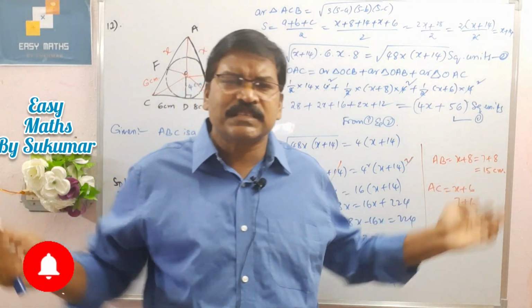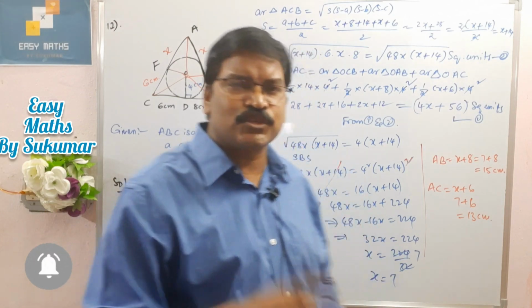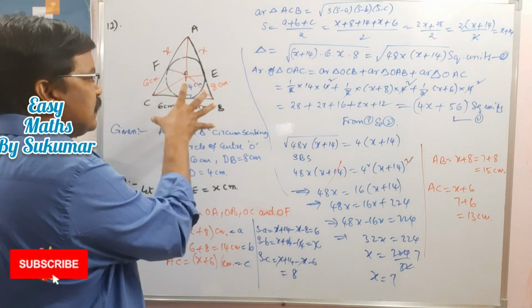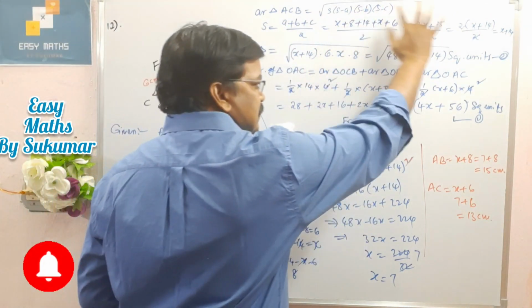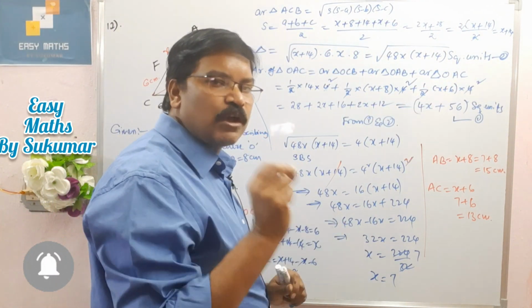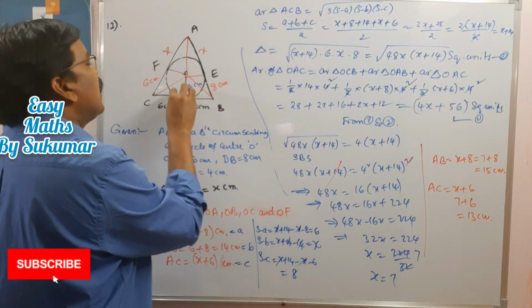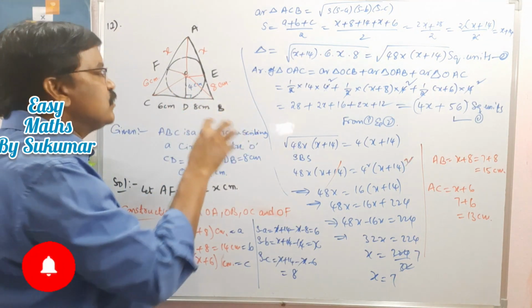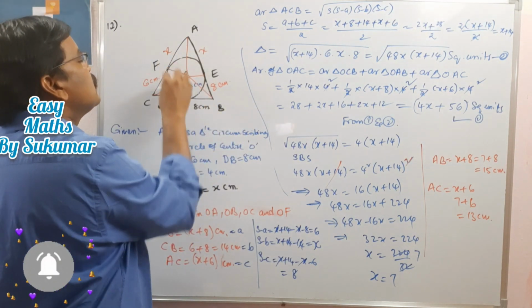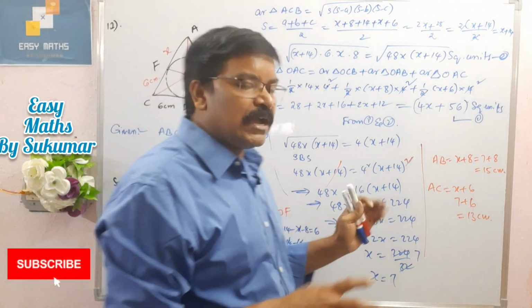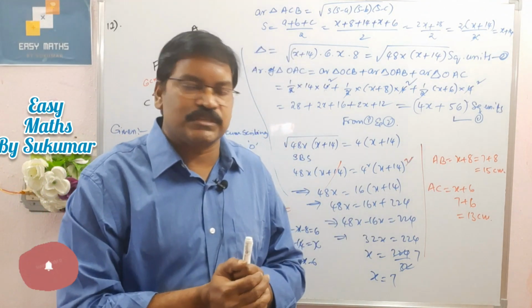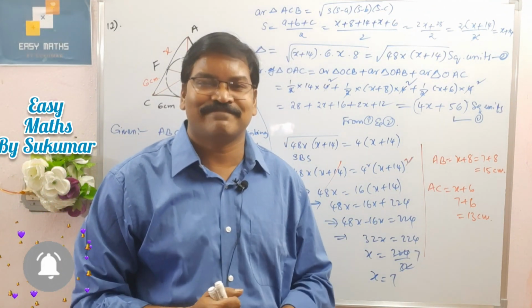I hope you understand this lengthy sum, my dear students. Actually, here first we have to find the area of triangle ACB according to Heron's formula, and by using half base into height, the sum of the three triangles, we should find the area of the triangle and we have to equalize the two equations, then finally we will get the answer. Thank you.